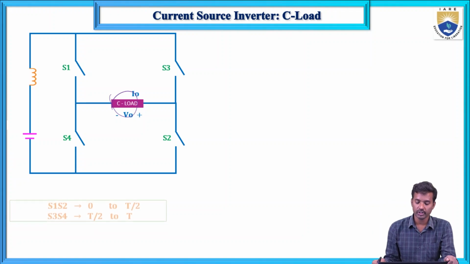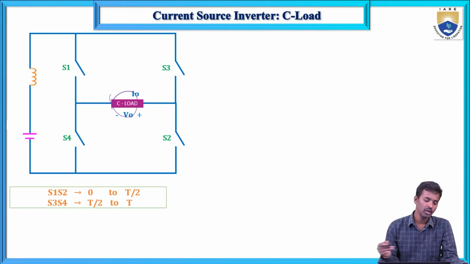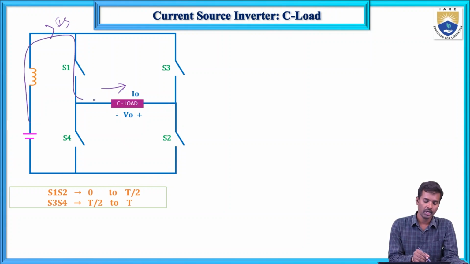But if you see the diagram, it is the same procedure, same operation during the positive duration 0 to T by 2. So S1 and S2 will conduct, so the current direction is like this. This is the IS current, and IS equals the I0 current, in the same direction as IS.